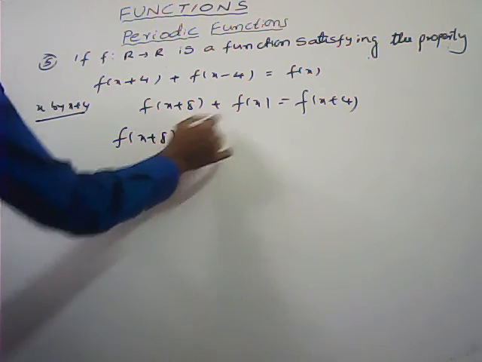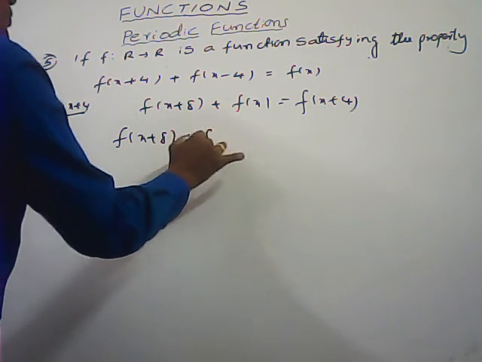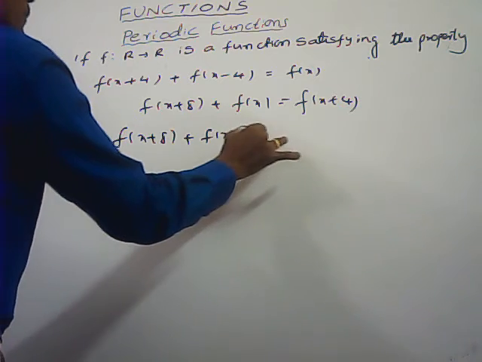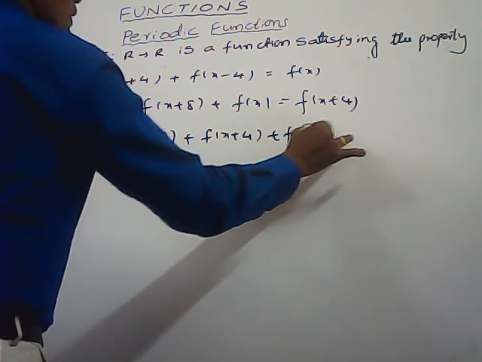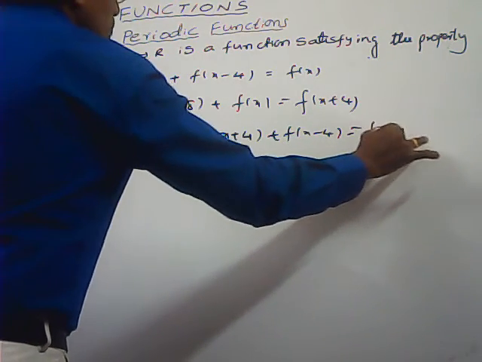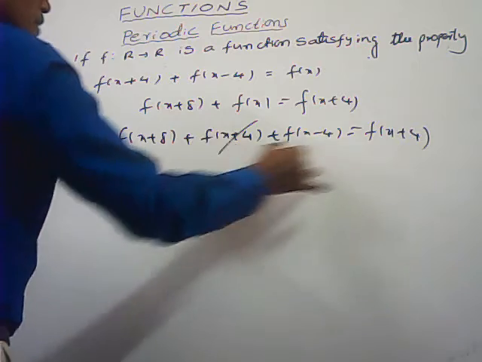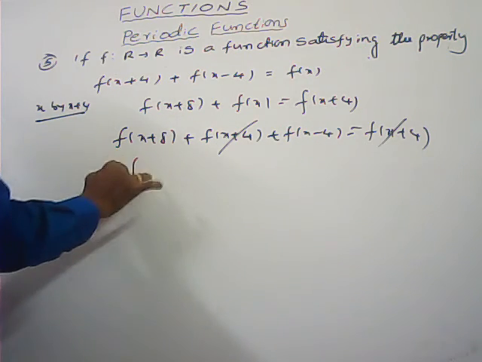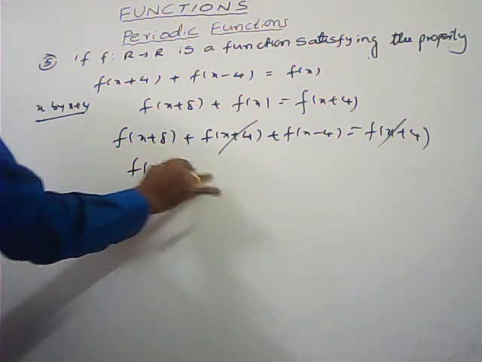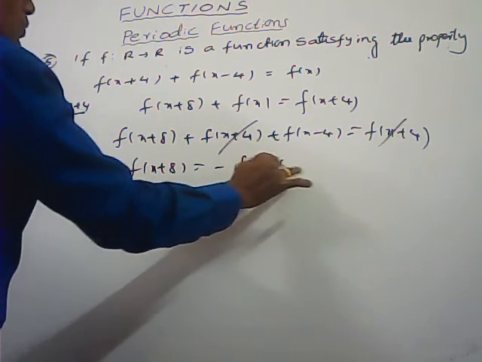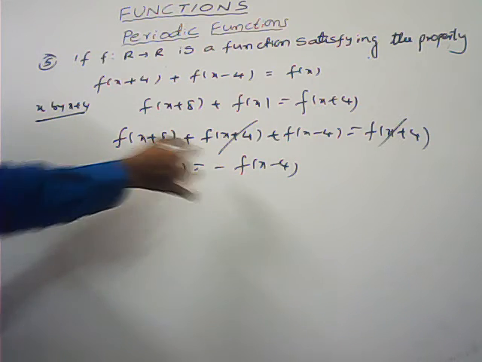Here, what is f of x? f of x plus 4 plus f of x minus 4 is equal to f of x plus 4. So here we can cancel these two. f of x plus 8 is equal to minus f of x minus 4. Now here we are getting that one.